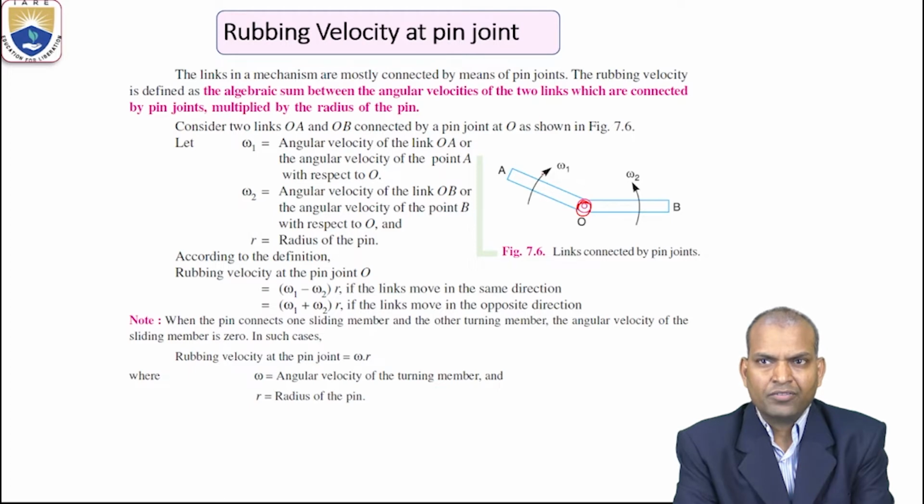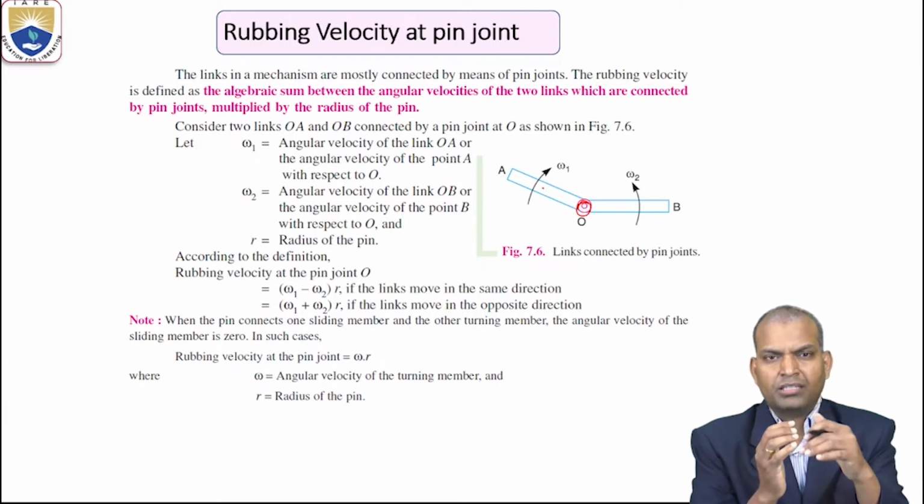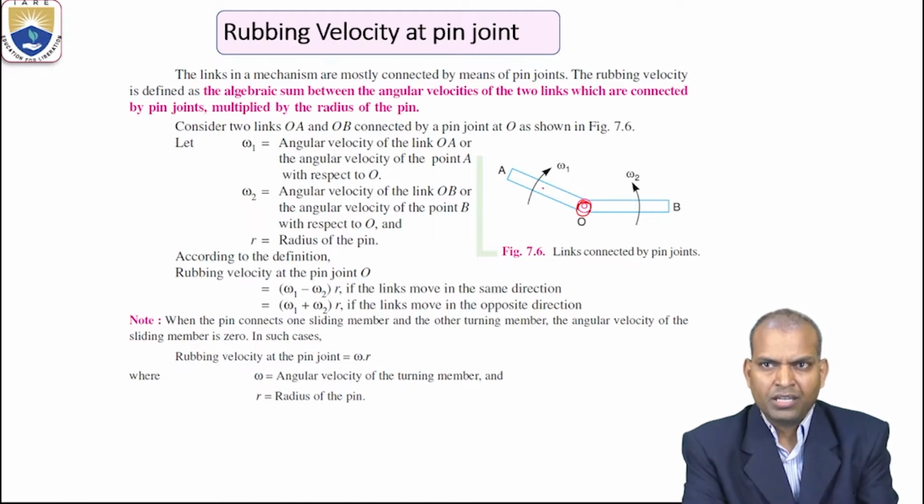So why is it an algebraic sum? If both links are rotating in opposite directions, then the sign changes. We have to either add or subtract based on the rotation of the links, not the pins.